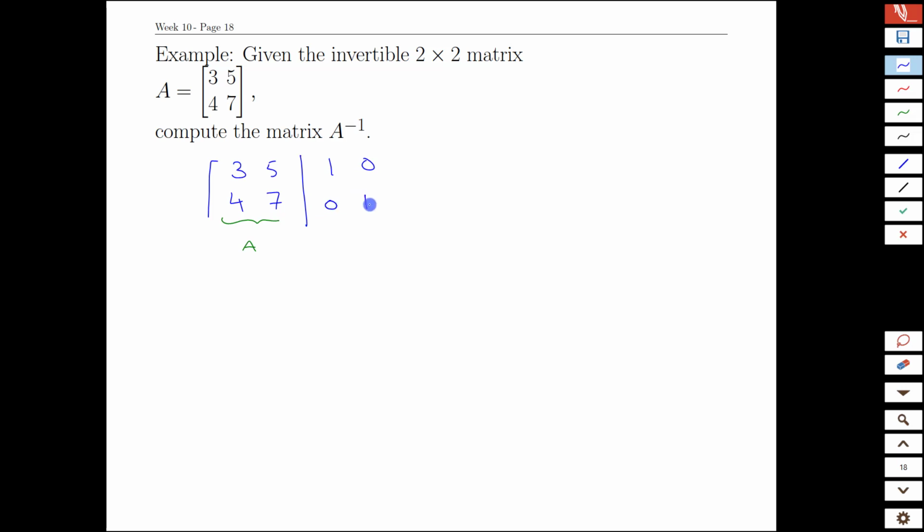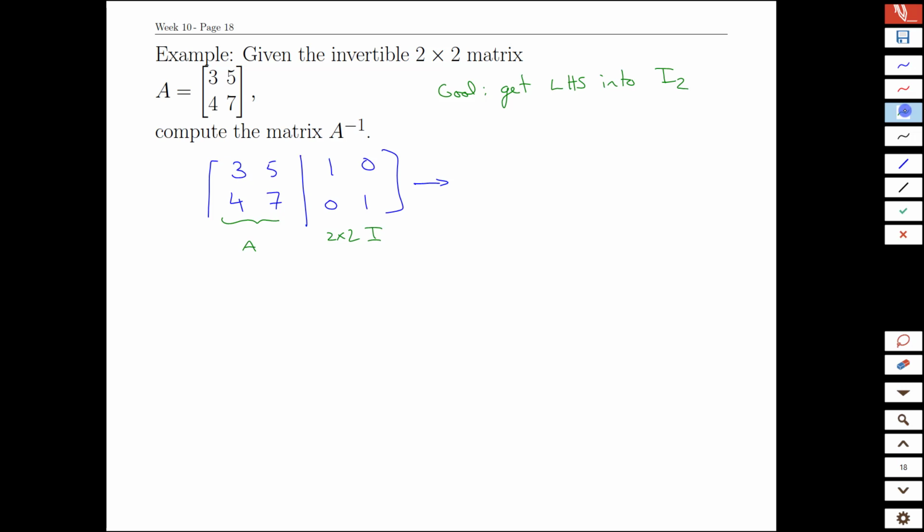And then we have this, which is the 2 by 2 identity matrix. All right. And our goal is to get the left-hand side of this part here into an identity matrix again. So we're going to turn this into an identity matrix while doing row operations on the right-hand side as we go. So let us try to simplify this.